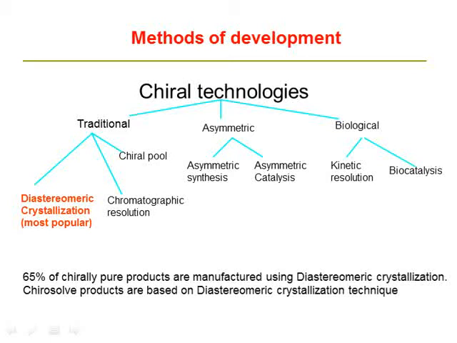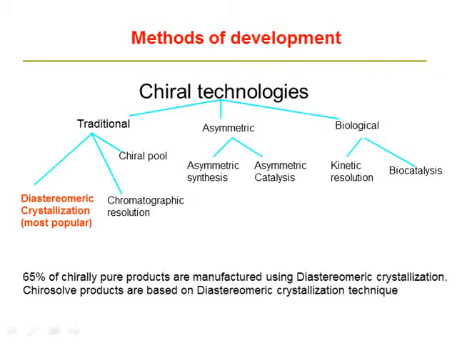Methods of development. There are three categories of technologies available for chiral method development: traditional, asymmetric, and biological. Traditional technologies have been around for a while; the asymmetric and biological are newer technologies. Although asymmetric synthesis is gaining adoption, method development is a complicated and lengthy process, while the biological methods are still in early research phase. Among traditional methods, chromatography is popular but is not scalable to manufacturing scale.